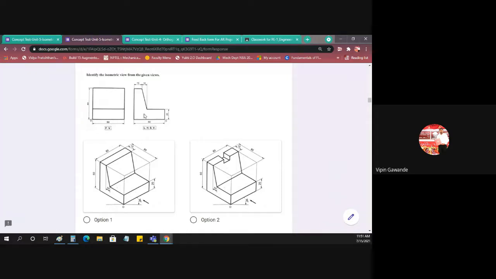Okay. So front view is clear. Now we have the left hand side view. Where do we have to draw the left hand side view? This is the observer. You have to go from this side. This is the left hand side view. You have to go from this side, left hand side view.